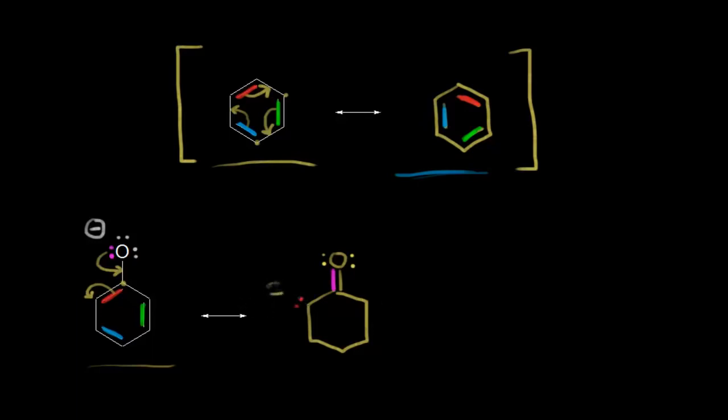So let's go ahead and draw a -1 formal charge here. The electrons in blue have not moved. And the electrons in green I haven't shown moving yet either, so we put those in there like that.